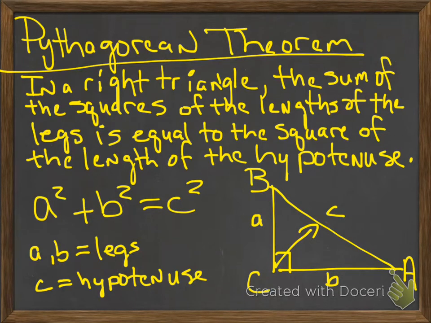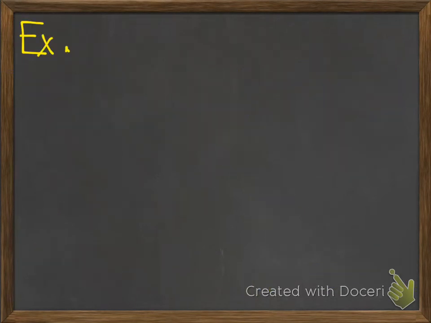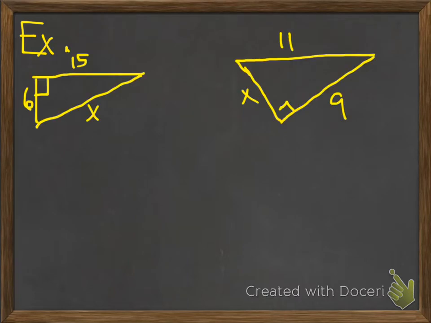So let's look at an example. Here I'm going to give you two examples. On the first example, on the left, we're looking for x, and in this case that's the hypotenuse. So that means 6 is a and 15 is b. It really doesn't matter which one you say is a or b. Just recognize that they are the legs, and no matter what, the one you're looking for is c, because that way you know you put the numbers in the right spot.